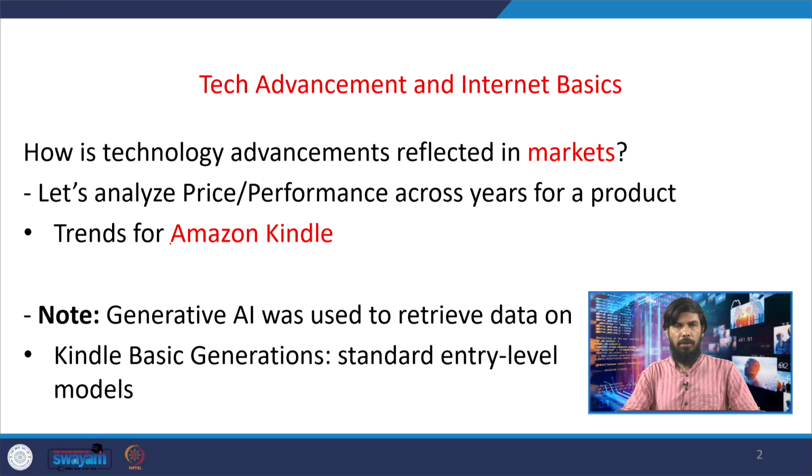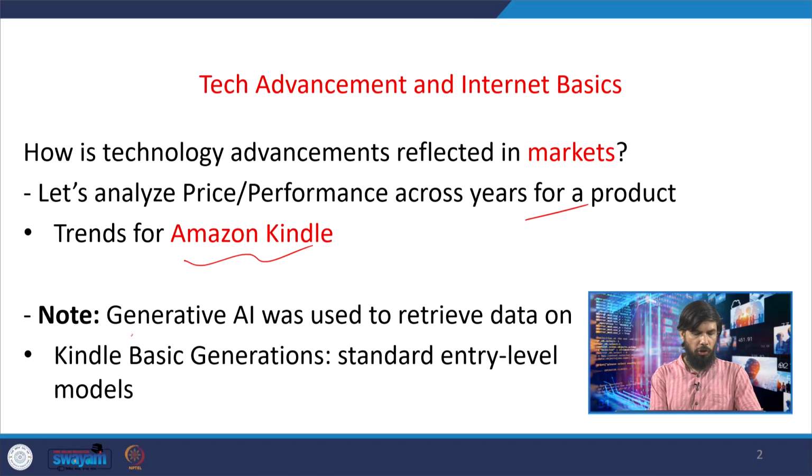Now, in the last session we just started talking about taking an example rather to analyze the price performance across years. So, we decided to take a product, let us say Amazon Kindle, and the idea is to analyze how the price performance curves or how price performance data had changed, and whether the fast cheap computing and other things that we discussed in the last few sessions can be observed in this particular data.